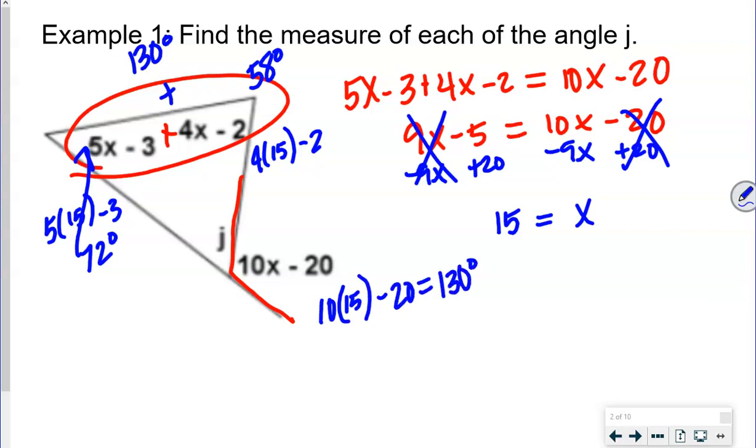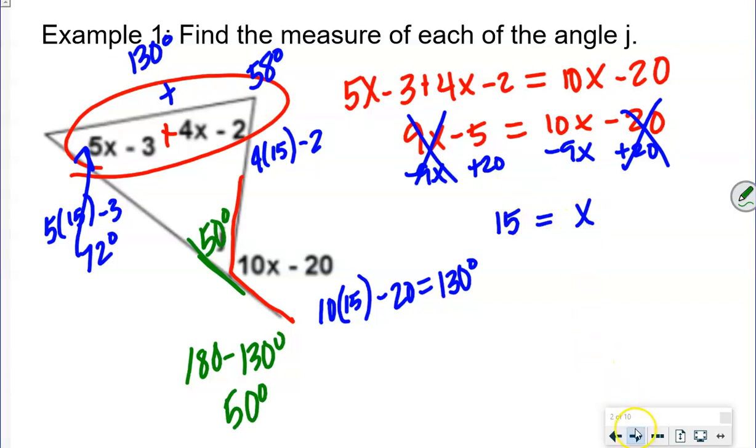Okay, now the question is, what is angle J? So that's this angle right here, right? So remember, those two angles added together equal 180, right? So we're going to take 180 and we're going to subtract from it the 130. So angle J is going to be 50 degrees, right? Because that's what we get when we subtract them, okay? So that's all of them.